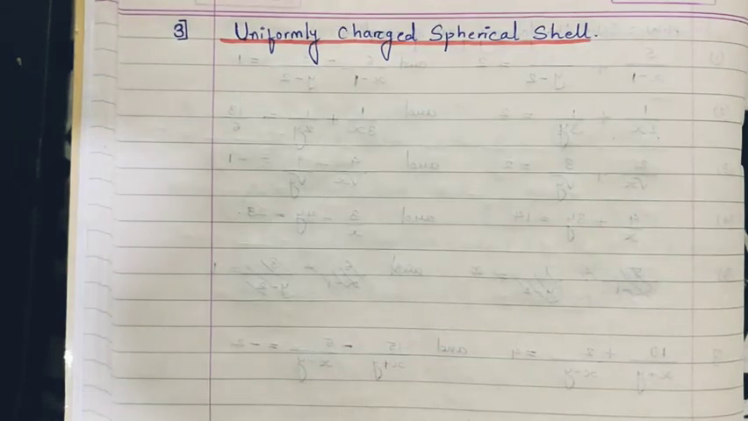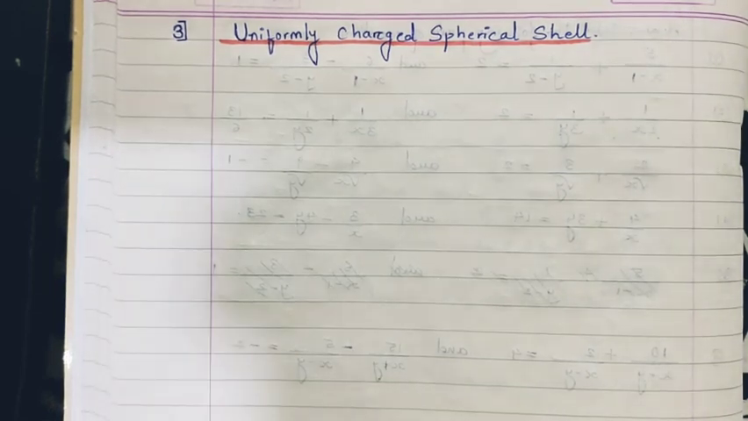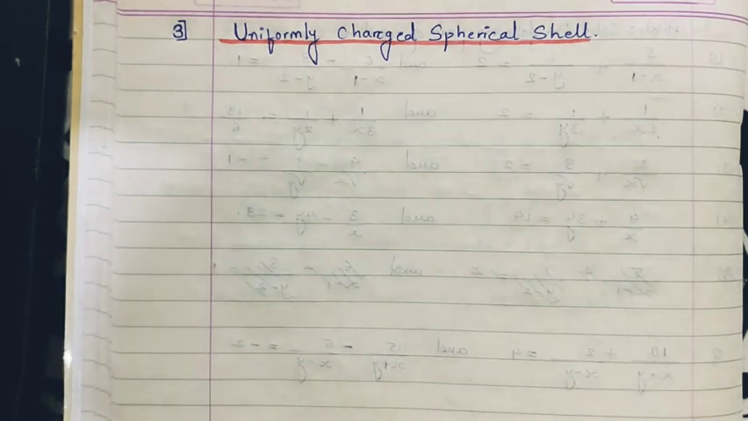Students, in today's class we are going to look at the third application of Gauss's theorem. The first one which we saw was the infinitely long straight uniformly charged wire, and the second one was the infinite uniformly charged plane sheet. Okay, so this is the third application, that is the uniformly charged spherical shell.